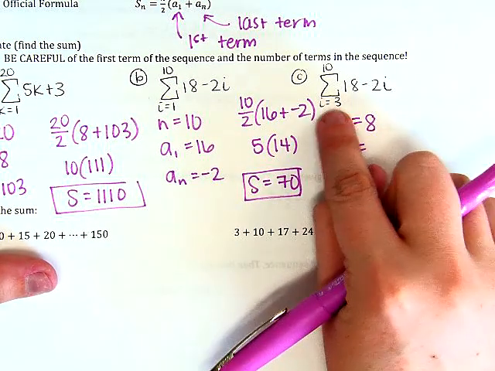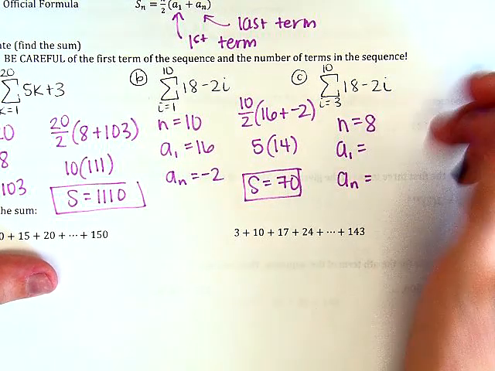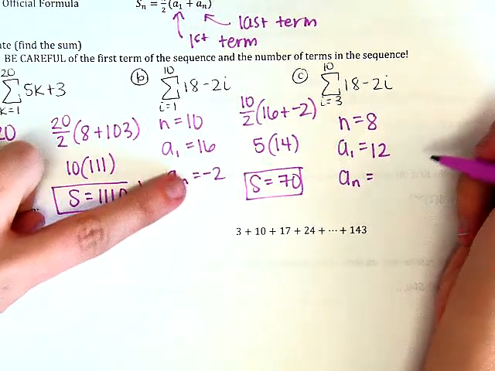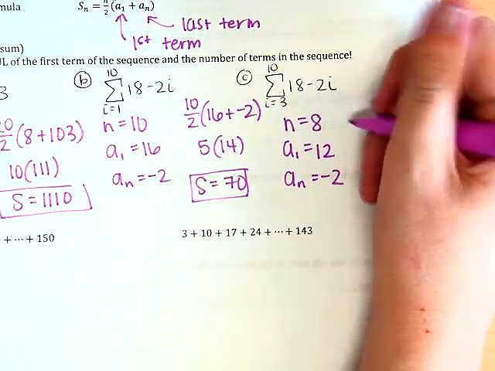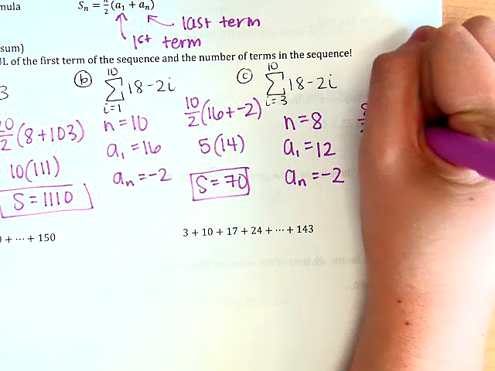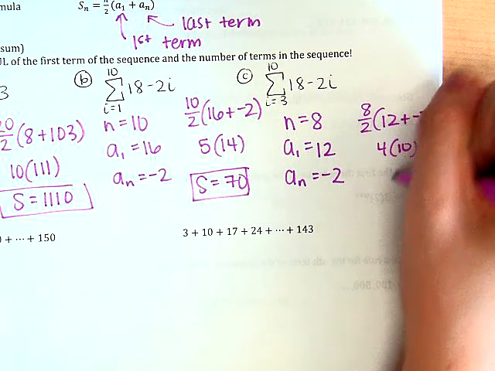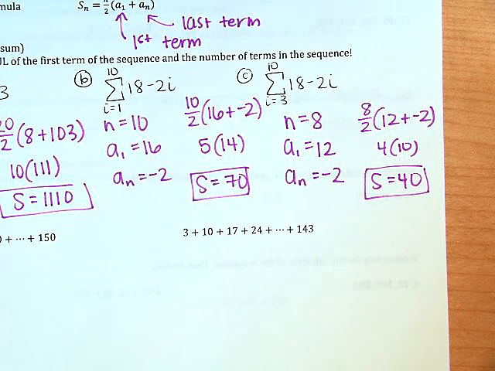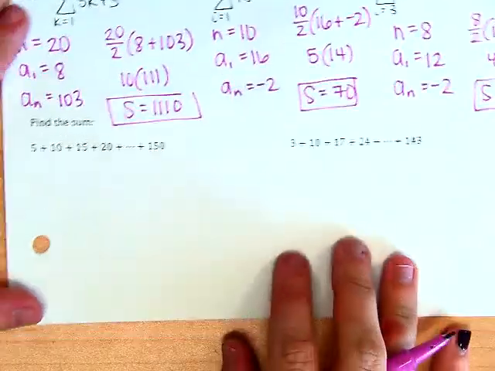Then I plug in my first term, which is 3. My first term is 18 minus 6, is 12. My last term is still the 10th one, so the same thing here, negative 2. Then I go to my formula. 8 divided by 2, 12 plus negative 2. So 4 times 10, my sum is 40. Sum is 40.